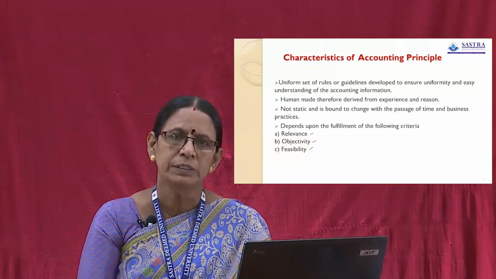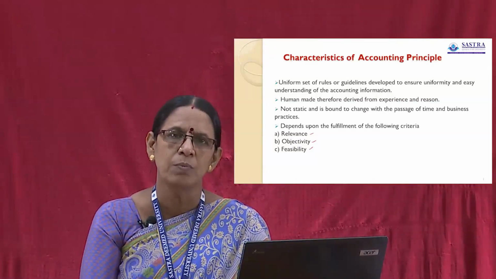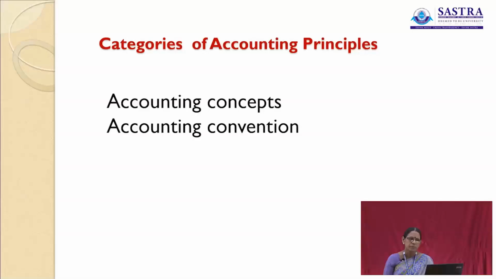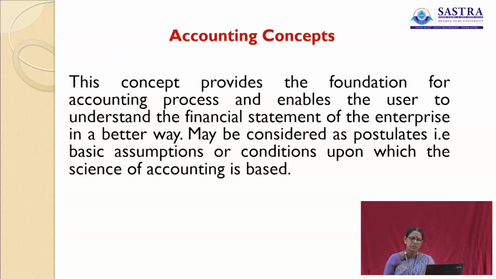Then it depends upon relevance, objectivity and feasibility. Relevance: whatever is connected with your business, we are going to show it. Objectivity: we must have some objective evidence for every transaction. And feasibility: it has to be incurred. Any likely-to-happen events will not be entered here. The categories of accounting principles are, first, concepts, and second, conventions. Let us see the different concepts and conventions in detail.